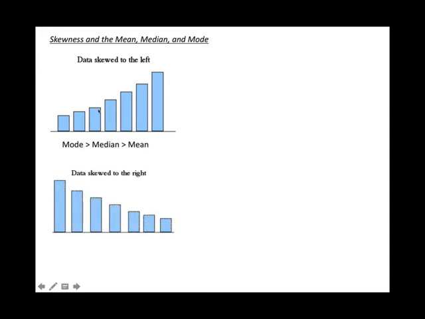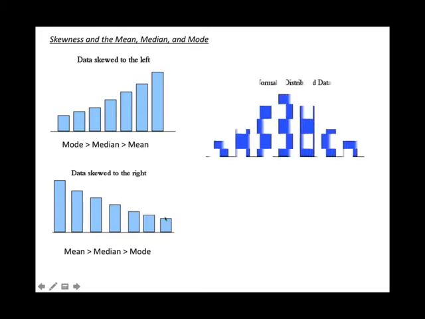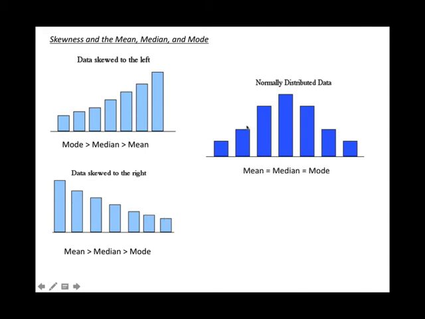And if you find the mean is greater than the median, which is greater than the mode, then the data is skewed to the right, meaning the right tail is longer. And the last one: when the mean equals the median equals the mode, we have normally distributed data, the normal distribution.